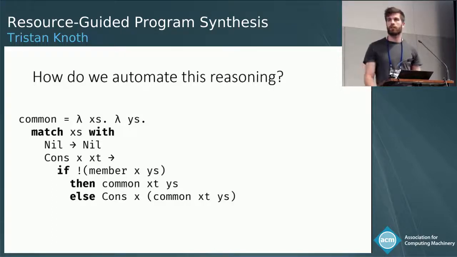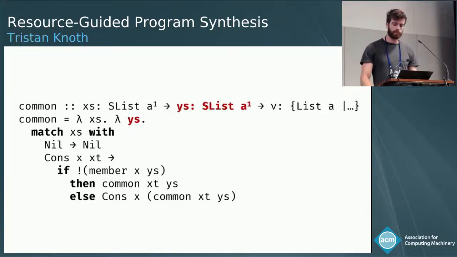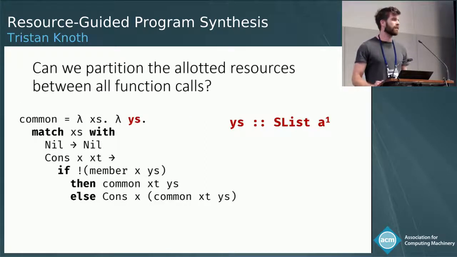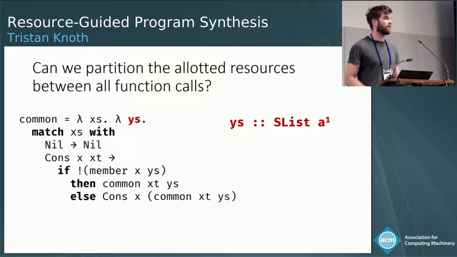And these constraints are basically going to correspond to attempting to partition the resources we are given between the different function applications. So if we look at the specification again, you'll see that at the top level we're given a list with 1 unit of potential on every element. The question now becomes, can we partition these resources between all the function calls we might have to make?